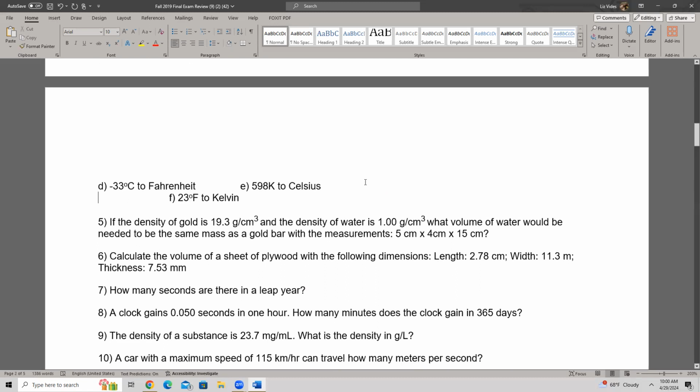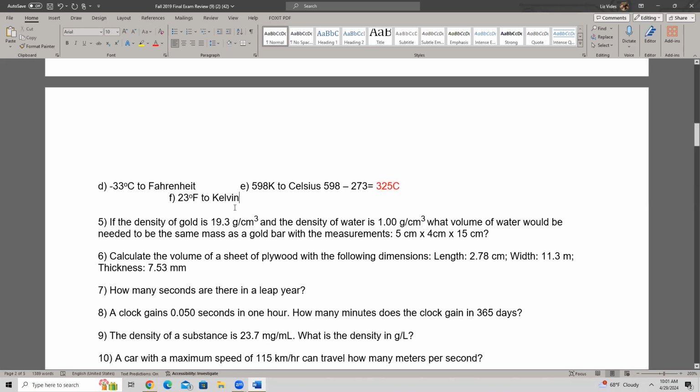Okay, so for this one, we're gonna do F also. So for Kelvin to Celsius, you just have to subtract 273 from the Kelvin to get our answer, which is equal to 598 minus 273. That's 325. And yes, that is a big number, but that is the number. All right, and that is Celsius.